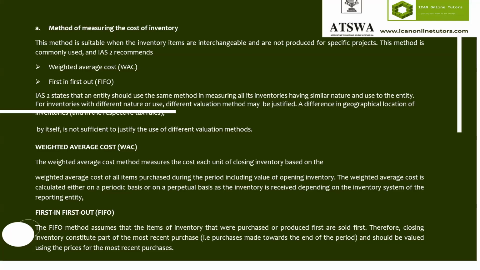Method of measuring inventory. Before now, we have a lot of methods: first in, first out, last in, first out, average price, a lot. But IAS 2 recommends just two. The first one is weighted average price, WAC. And the second one is what? First in, first out.